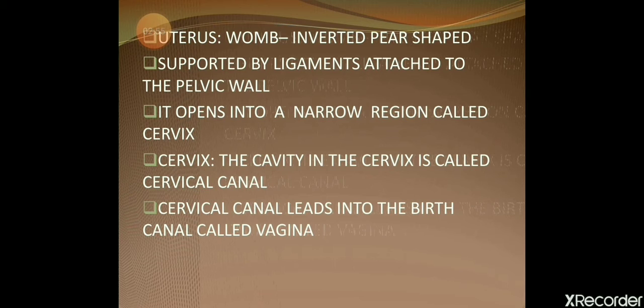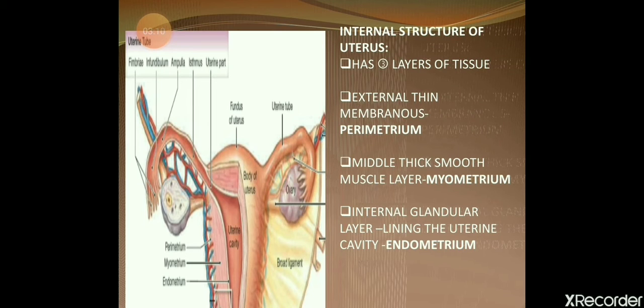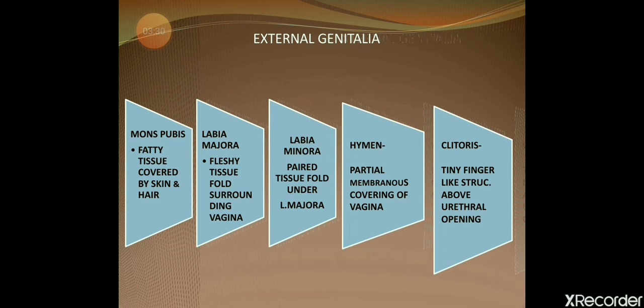Inverted pear shaped or pear shaped you can say, and it is supported by ligaments attached to the pelvic wall. That ligament is said to be mesometrium, and then it opens into the cervix via the cervical canal, opens into the vagina. This is the internal structure of uterus. I told you about three layers. The cross-sectional view of the uterus has three types of tissues: the external perimetrium, the middle myometrium, and inner glandular endometrium. And these are the parts of the external genitalia: mons pubis, labia majora, labia minora, hymen, clitoris.